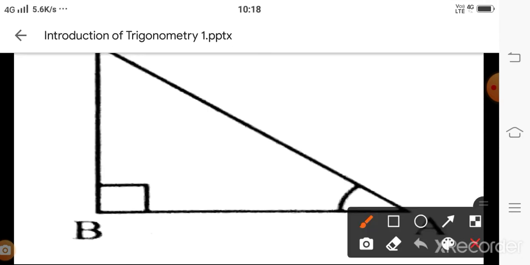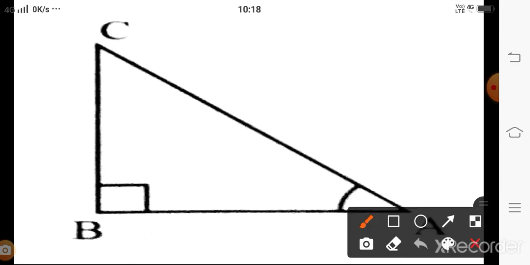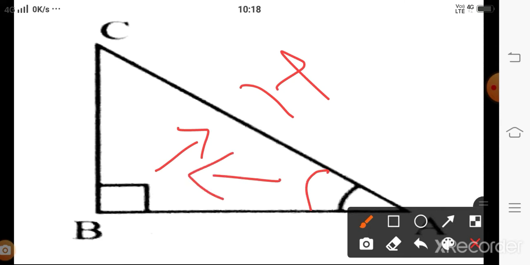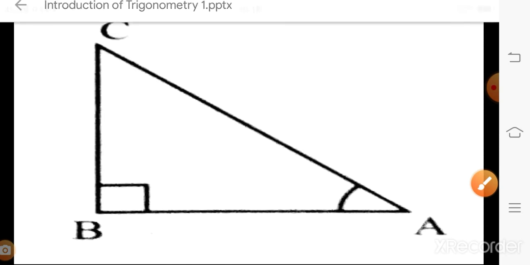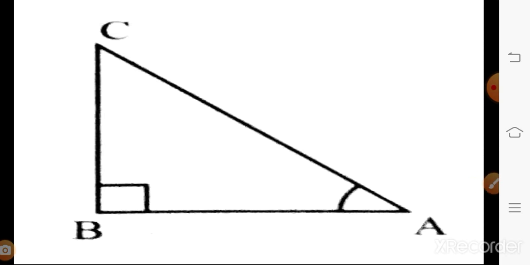Here, if you are considering a right triangle, say triangle CBA, and this side is AC, then the side opposite to the right angle we are calling the hypotenuse. And if angle A is given, then the side opposite to angle A we are calling the perpendicular, and the third side we are calling the base. If you have a right angle triangle, then we are able to find the hypotenuse, perpendicular, and base if the angle is given.